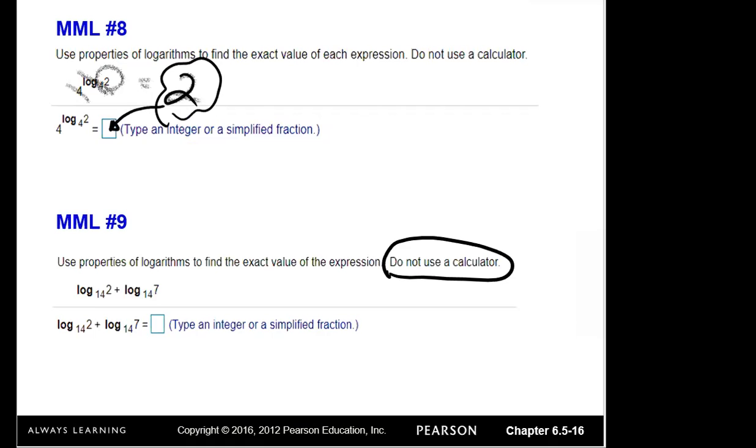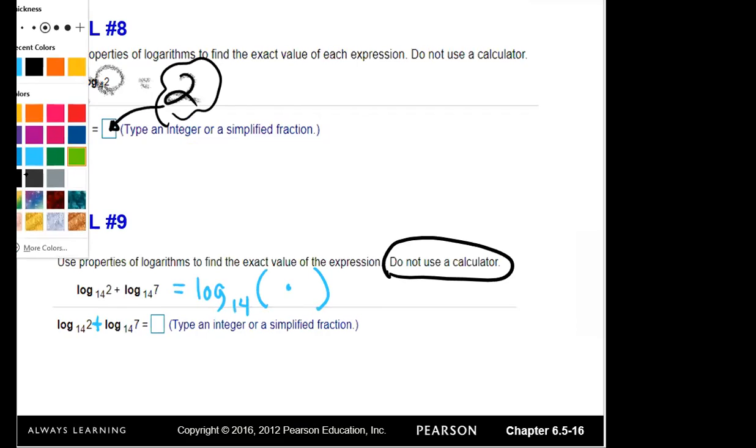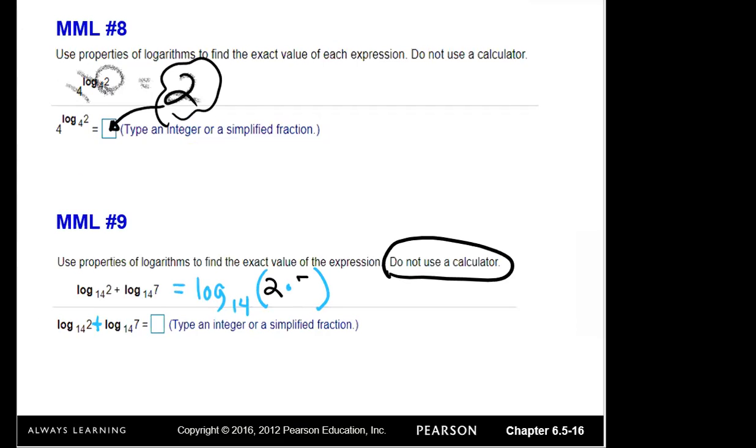I am going to use the fact that they are being added. I've got log base 14 of 2 plus log base 14 of 7. So this is going to equal log base 14 of the 2 times the 7. I'm going to go in reverse. I'm going to condense them down to a single logarithm. Go backwards.